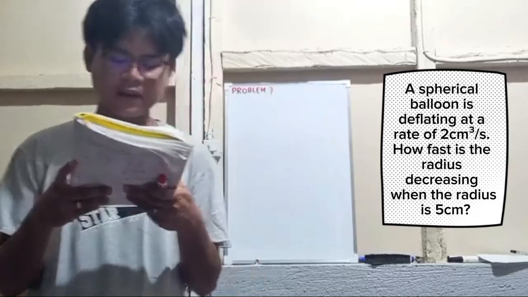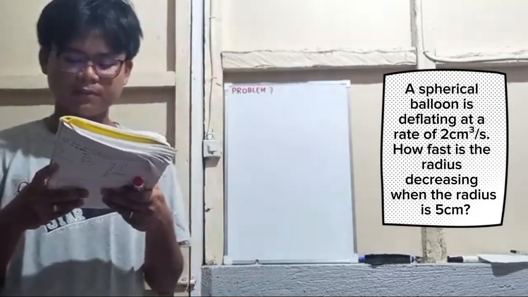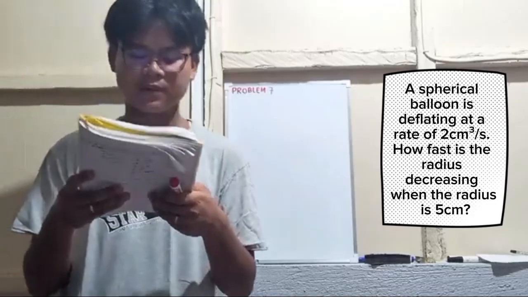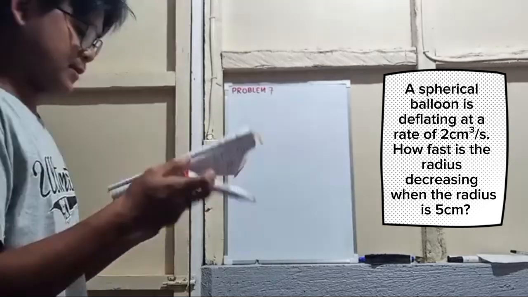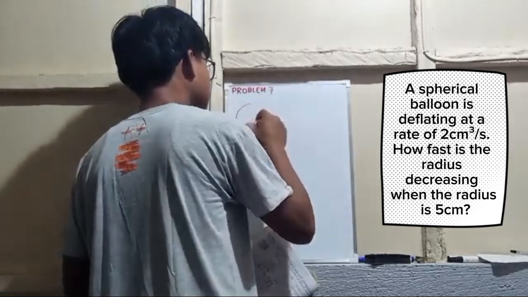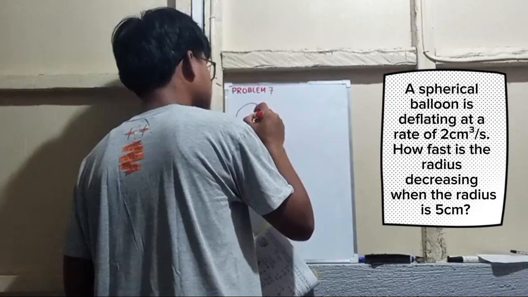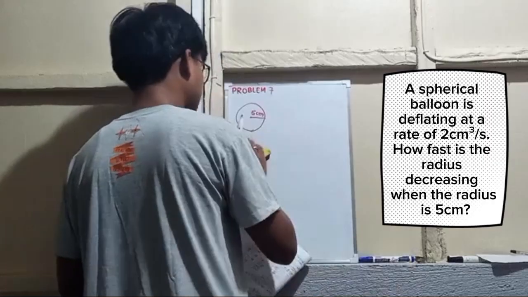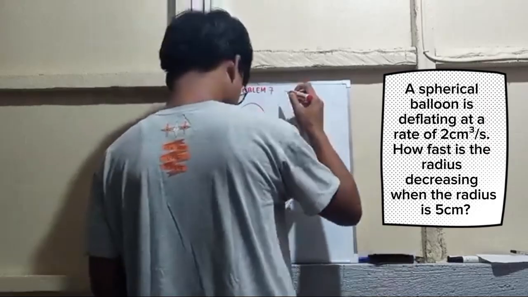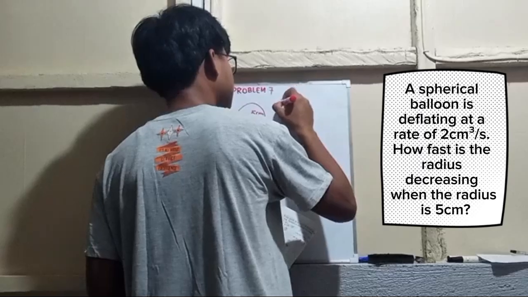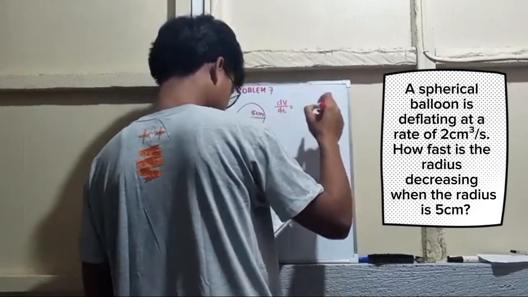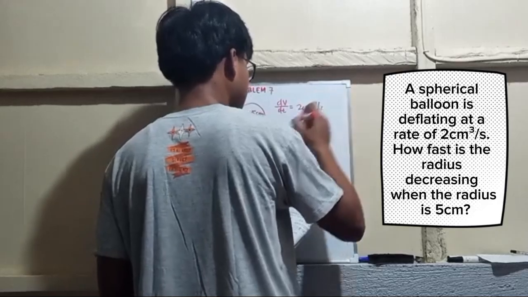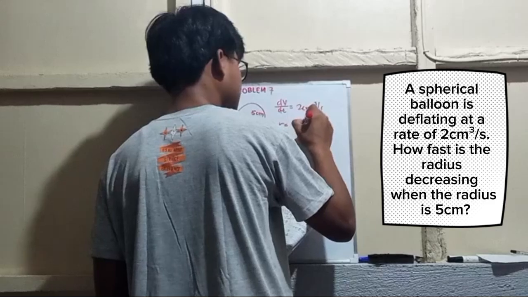A spherical balloon is deflating at a rate of 2 centimeters cubed per second. How fast is the radius decreasing when the radius is 5 centimeters? So first, we're going to draw the problem. We have a sphere, and our radius is 5 centimeters. So the given in the problem is the rate of the volume equal to 2 centimeters cubed per second, and the radius is 5 centimeters.